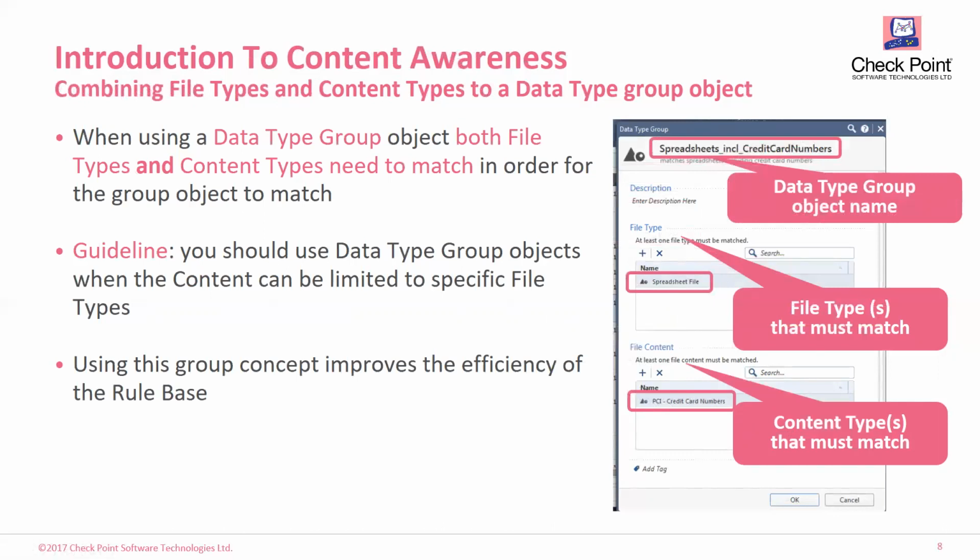Using the group concept improves the efficiency of the rule base. So as you're creating your rules, it's a top-down approach. You want to be most specific towards the top and then least specific as you go through. Whether you're doing permit or deny, you want to permit more specific and then less specific after. So creating your data type groups and putting the more specific ones towards the top makes it more efficient.